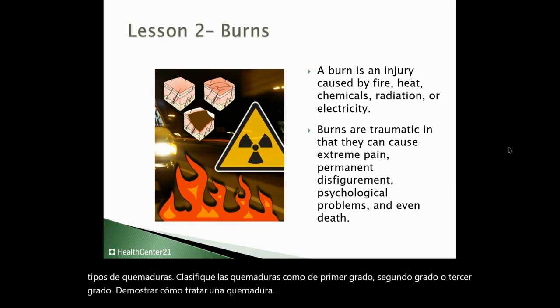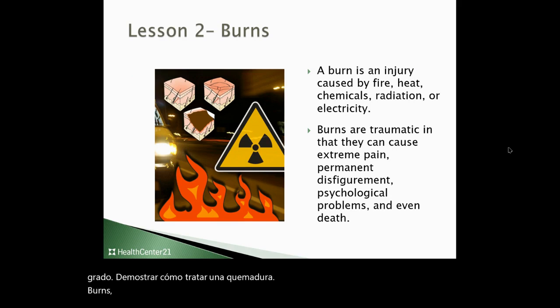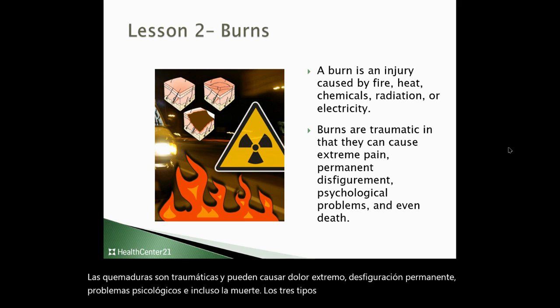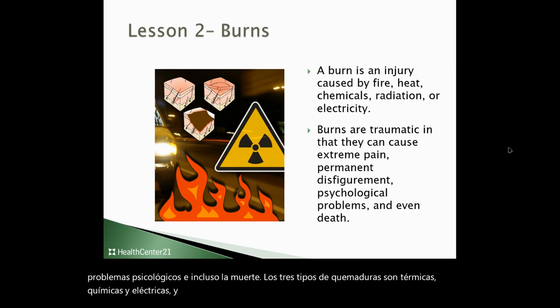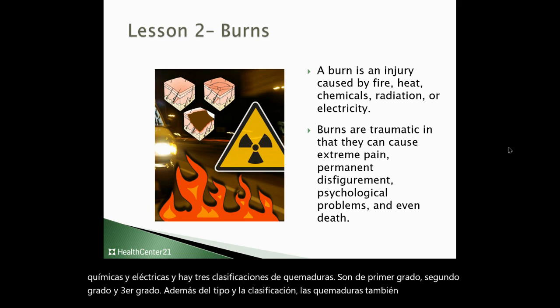Burns. A burn is an injury caused by fire, heat, chemicals, radiation, or electricity. Burns are traumatic in that they can cause extreme pain, permanent disfigurement, psychological problems, and even death. The three types of burns are thermal, chemical, and electrical. And there are three classifications of burns. They are first degree, second degree, and third degree. In addition to type and classification, burns can also be described by extent and severity of the injury.